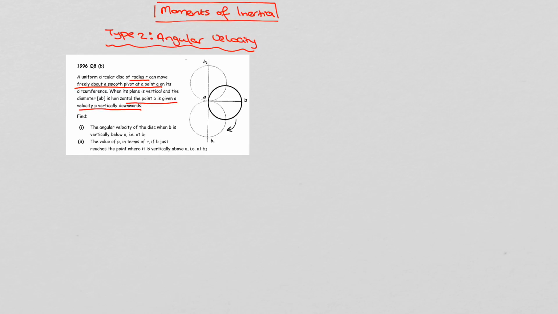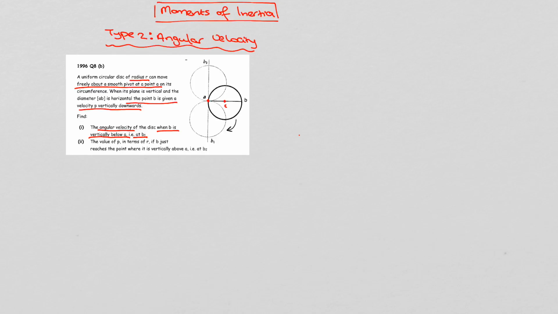So the first thing we want to do is find the angular velocity of the disk when B is vertically below A, in other words, at the position B1. Before we can find angular velocity, the first thing we need to know is our moment of inertia. The pivot point is A, so our fulcrum is at the point A, and yet when we're finding moments of inertia of our disk, it's normally through its centre of gravity, which is the point C.